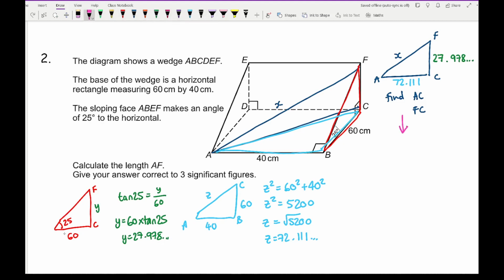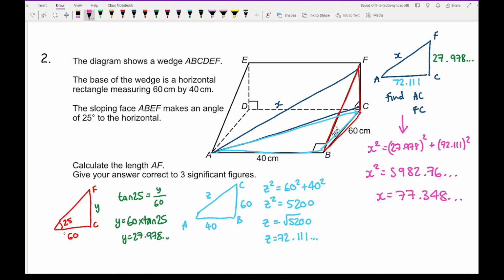Then using this and labeling the sides, I've got that X squared equals 27.978 squared plus 72.111 squared. And so then typing that all into my calculator, I've got 27.978 squared plus 72.111 squared equals, and that's going to equal 5982.76.